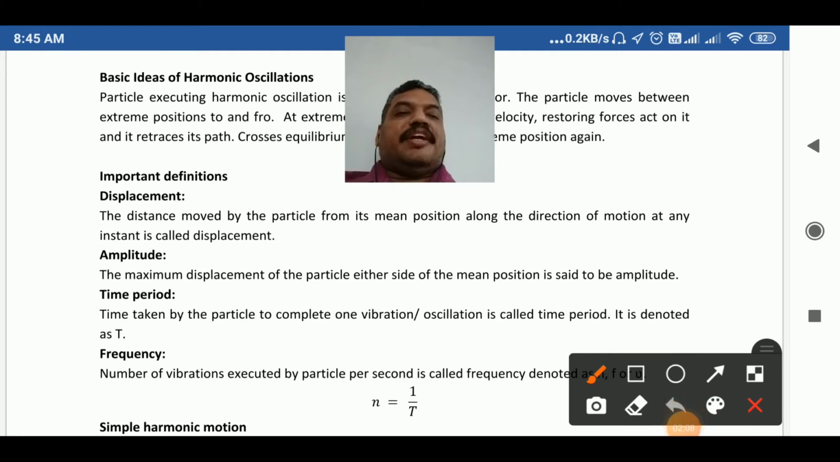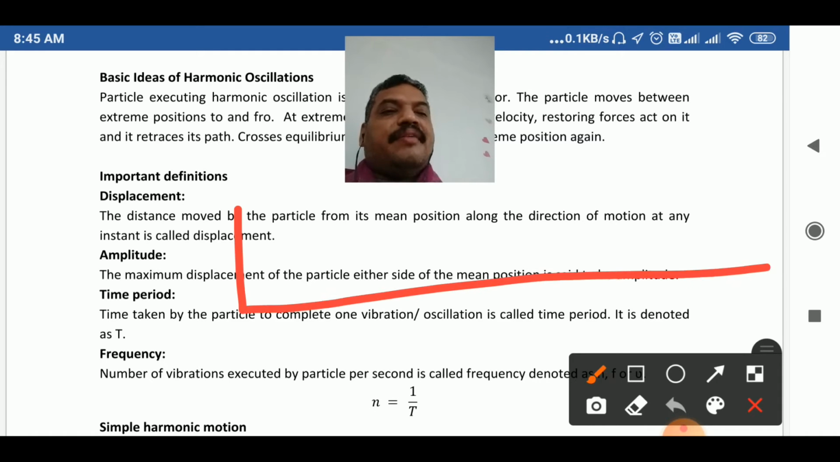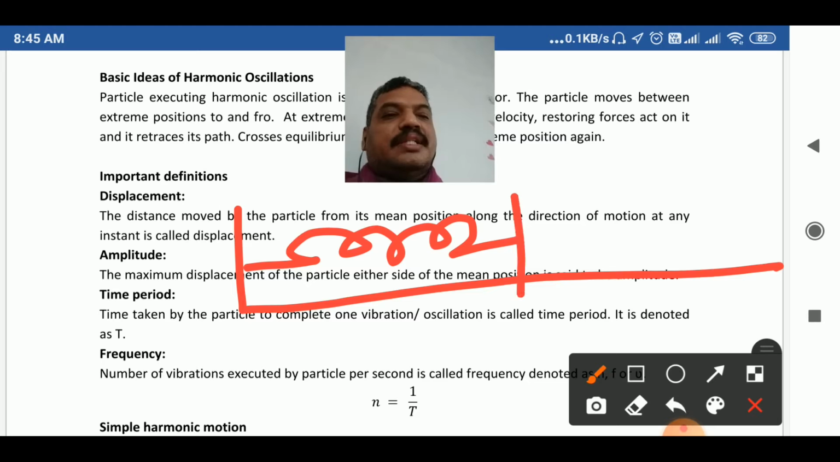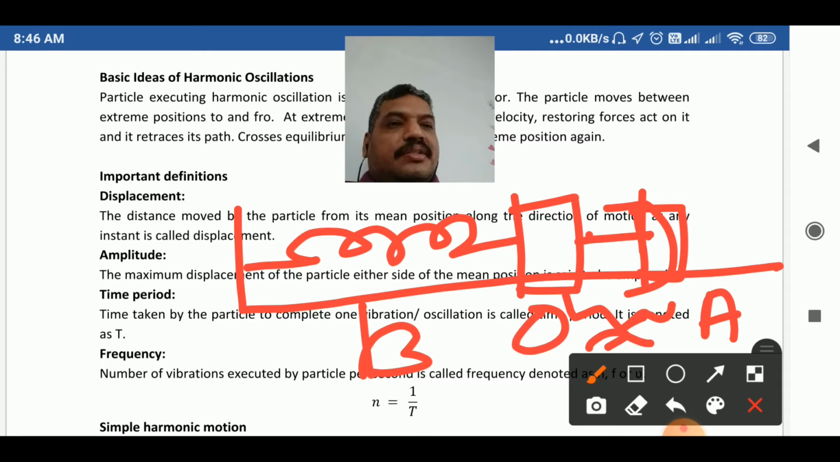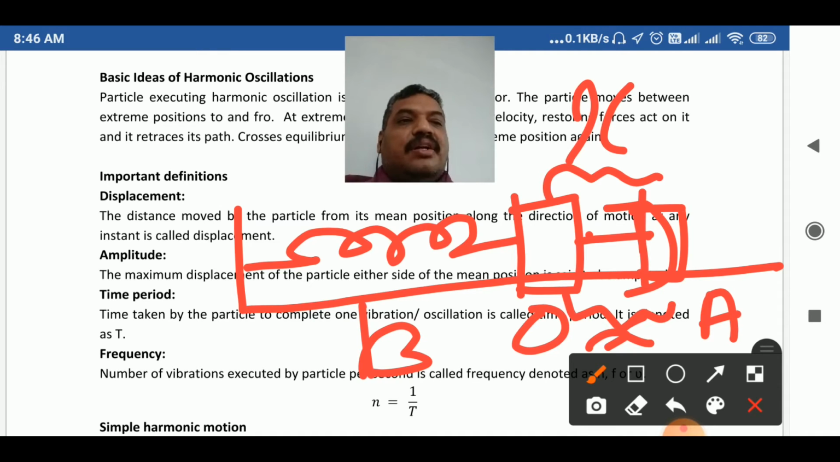The important definitions are displacement. Displacement is the distance moved by the particle along the direction of motion at any instant of time. Here we have a spring, and attached to that spring we have a block. The object may move up to A and B. While going from O to A, suppose the block has reached somewhere in between, and this distance we call x. That distance x we call displacement.